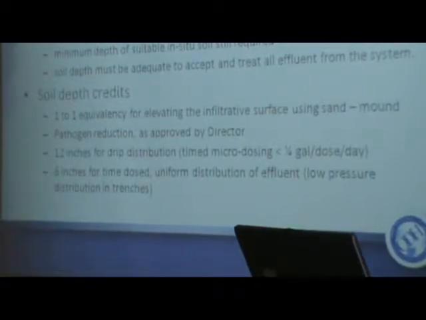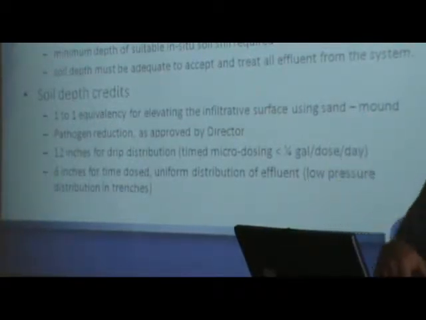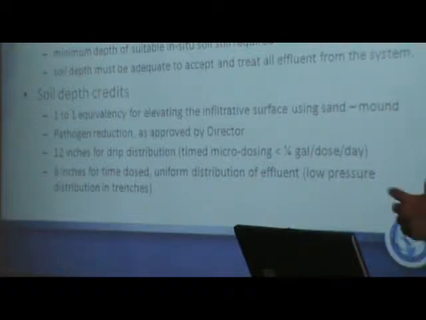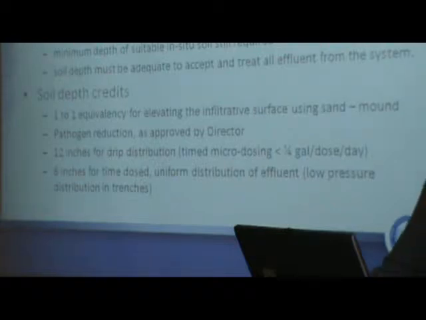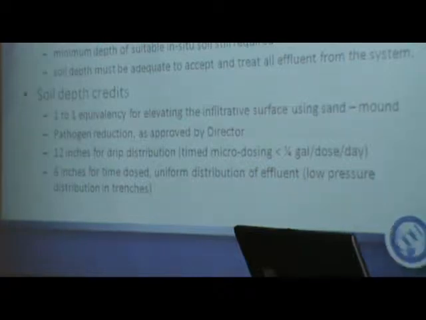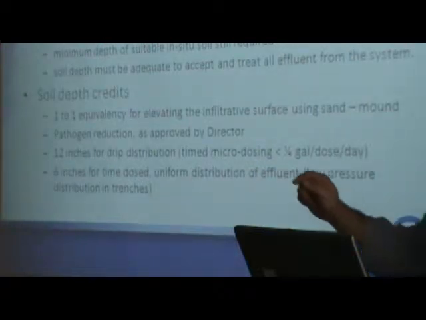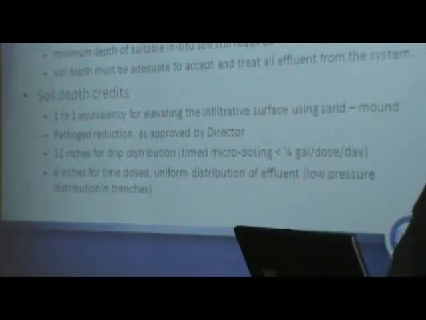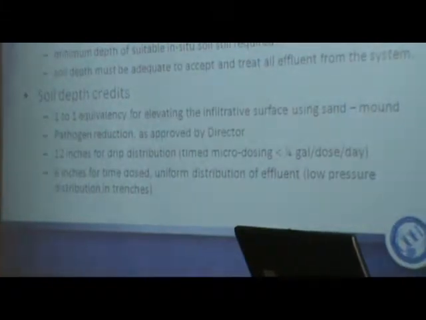This last one sounds a little familiar because we came up with this in Stark County, and they used it in their new code. 6-inch soil depth credit for low pressure pipe with time dosing. So we said 6 inches for low pressure pipe, and they have the word time dosed low pressure pipe. You get a soil depth credit for that if you want to use low pressure pipe.